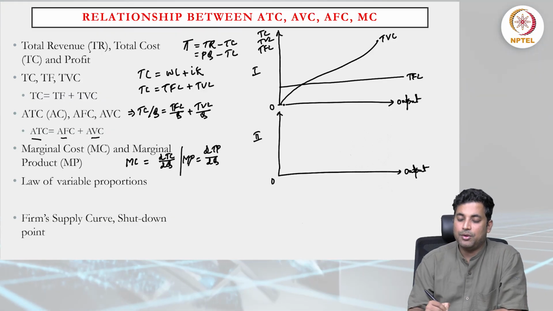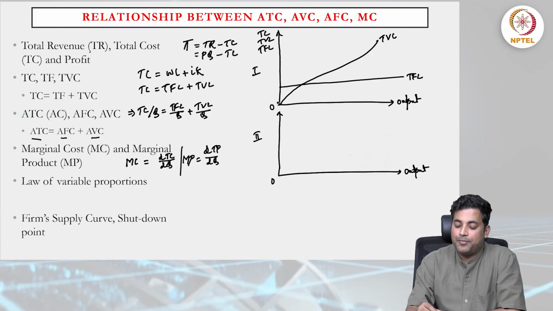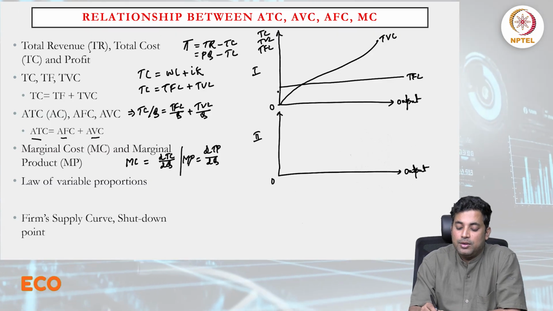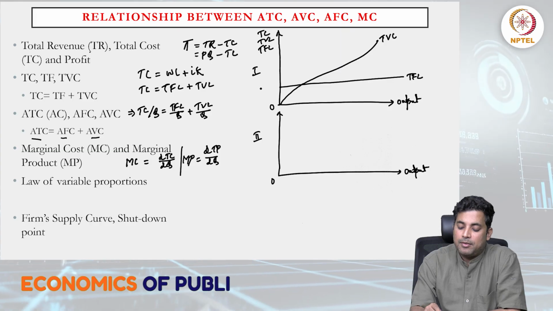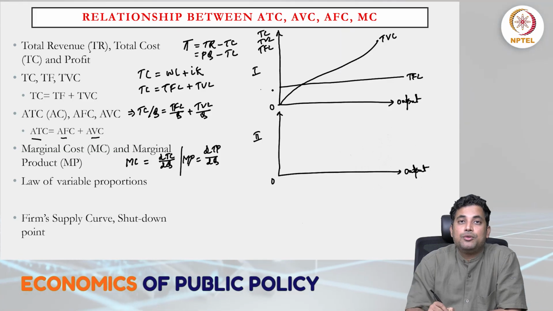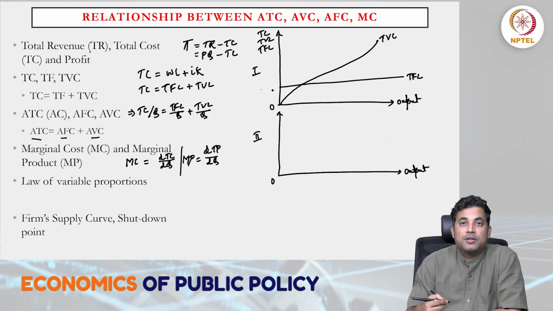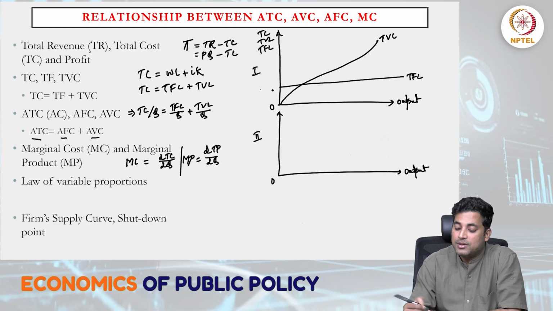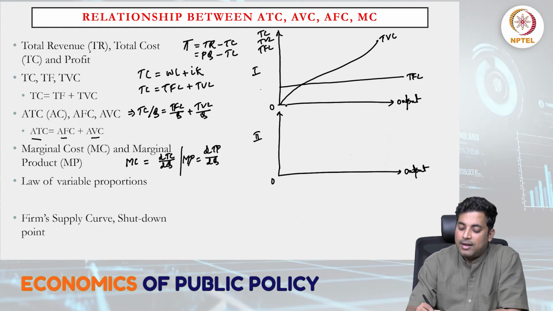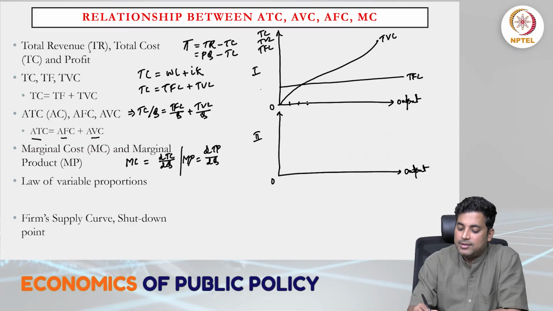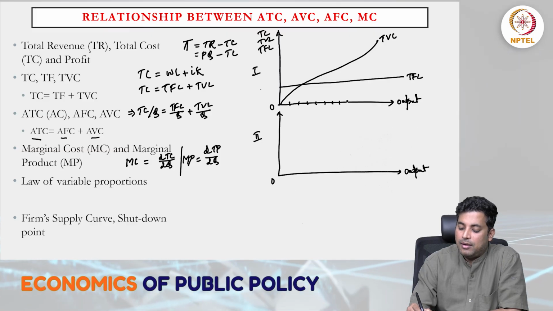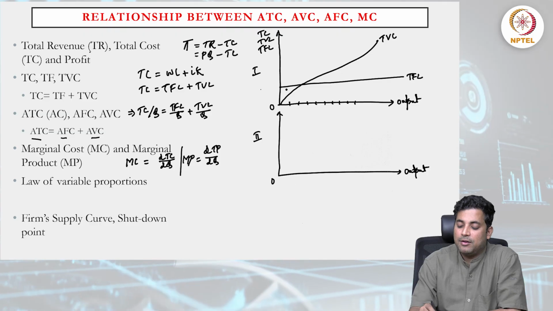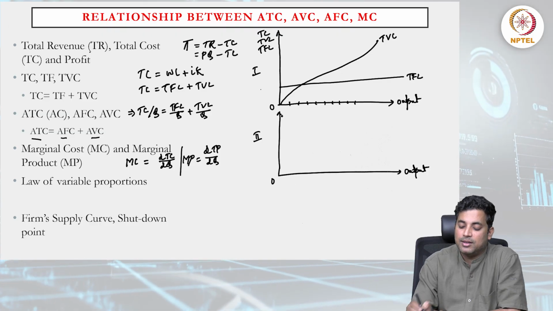So here is 0. Of course, even at 0 output, a firm needs to spend some amount, which can be regarded as total fixed cost. As output increases here, the variable cost starts increasing and fixed cost stays at one certain level.